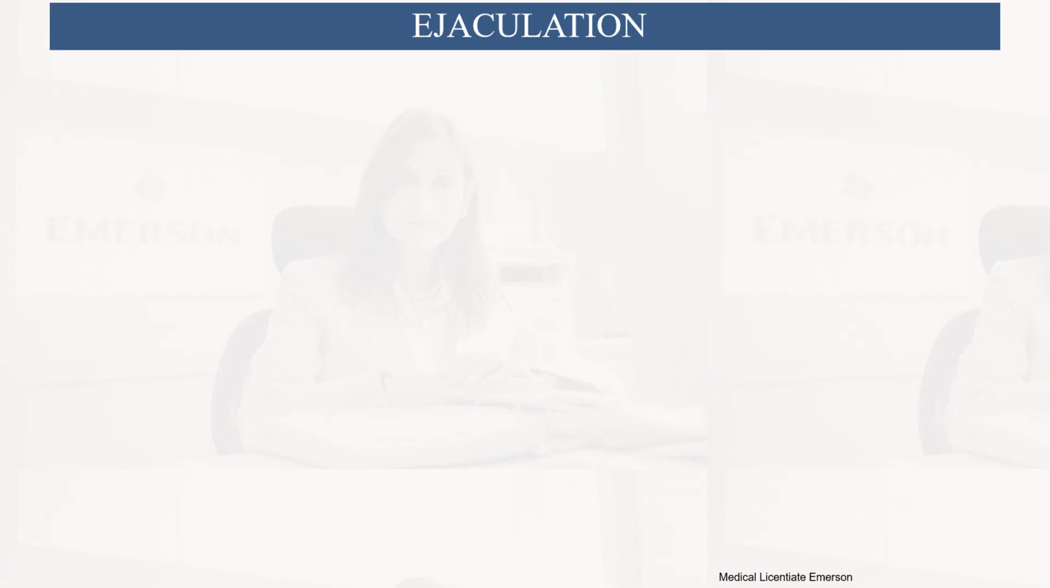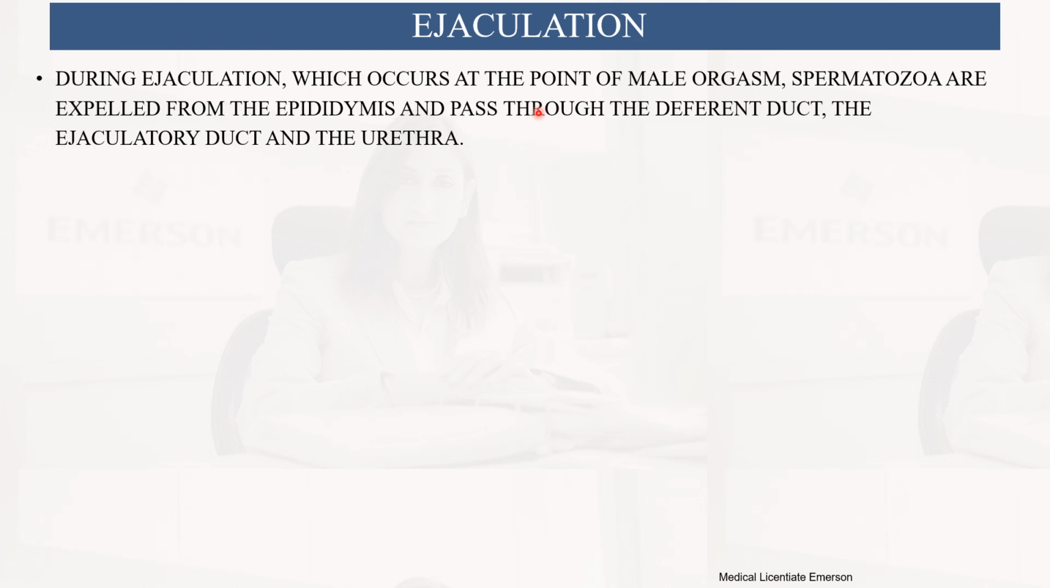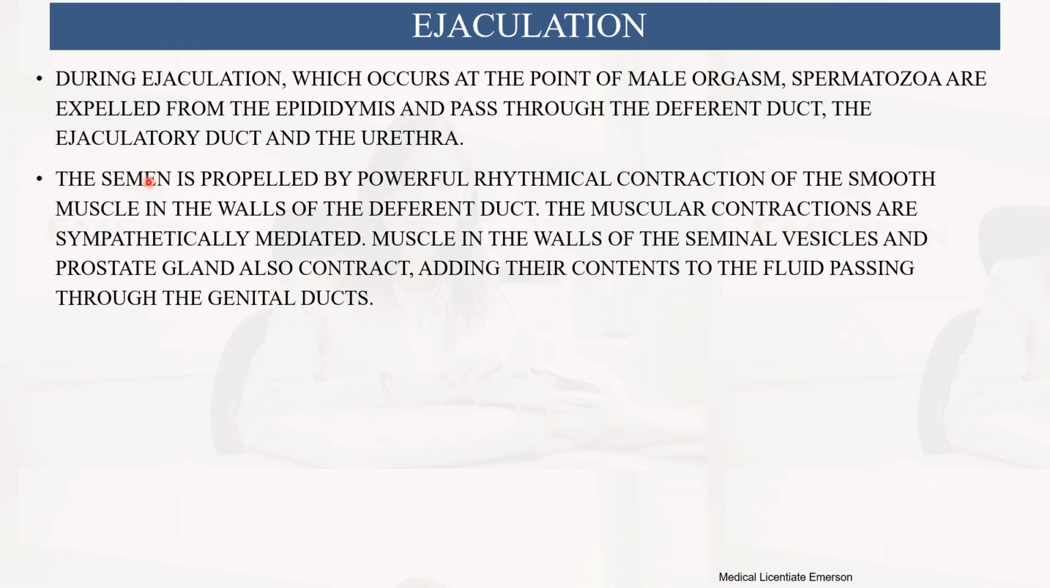Okay, so we are done with erection. Let's talk about ejaculation now. During ejaculation, which occurs at the point of male orgasm, spermatozoa are expelled from the epididymis and pass through the vas deferens, then from the vas deferens to the ejaculatory duct, and finally through the urethra. The semen is propelled by the powerful rhythmic contraction of the smooth muscles in the walls of the vas deferens. These muscular contractions are sympathetically mediated.